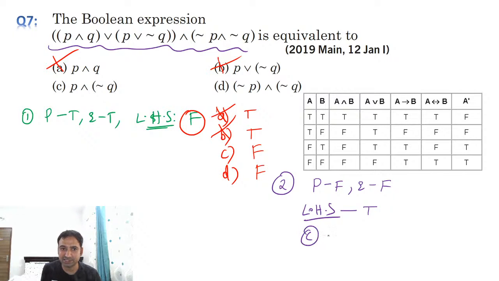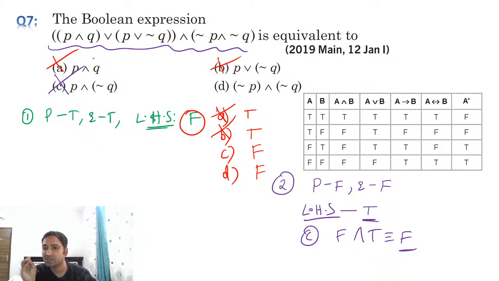If you verify option C, so P is what, guys? False. False, and negation of false. Negation of false is true. So finally we're getting false, guys. But actually we need to get true. So here we're getting false. So can I eliminate option C? Option C, can I eliminate?